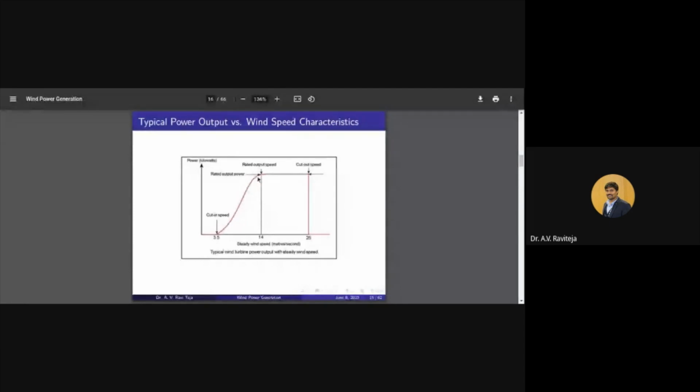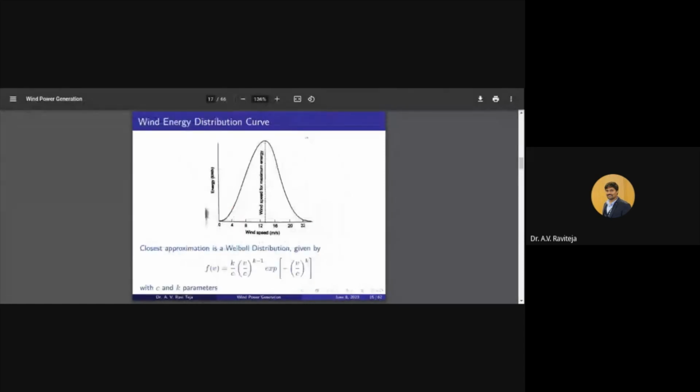So this is how a typical power output versus wind speed characteristic will look. This is how conventional wind power generation is done, and this is the energy distribution curve. As we can understand, at the rated speed and rated power, all the equipment are fully utilized, at their maximum ratings. So the fixed losses will be small when I draw at full capacity, and I will have maximum energy generated.